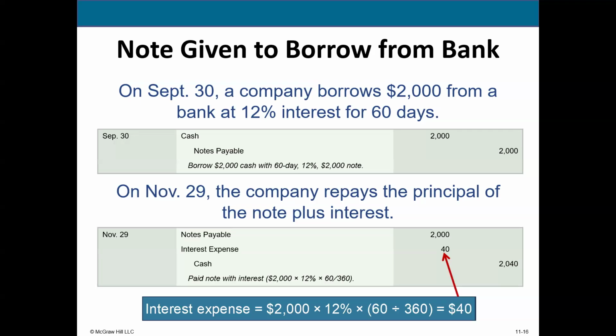Now, once again, the way we calculate the interest expense, principal amount times interest times time. So $2,000 times 0.12 times 2 over 12 or 60 over 360, right? They both be the same. In this case, $40. So the total payment in this case is 2040. So that's an example of a short-term note payable.